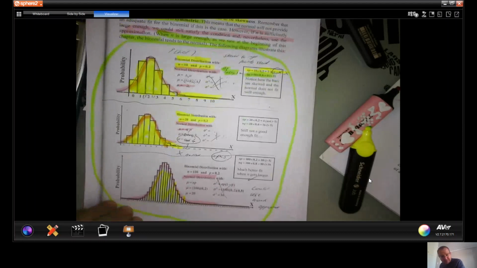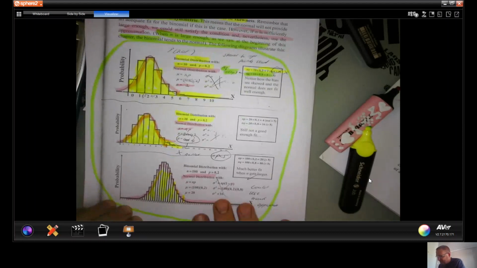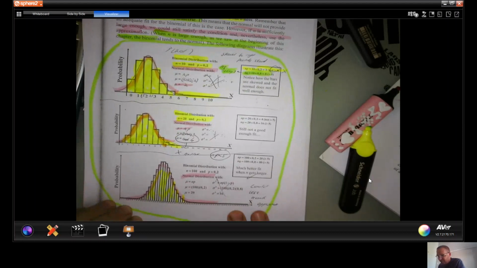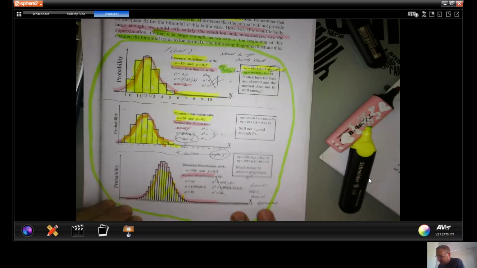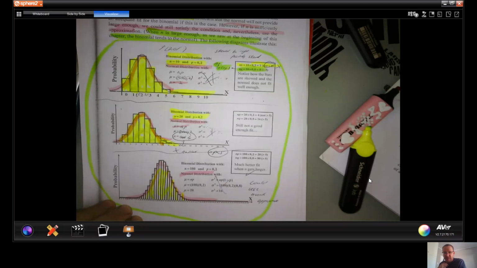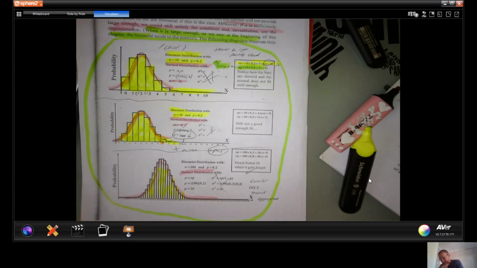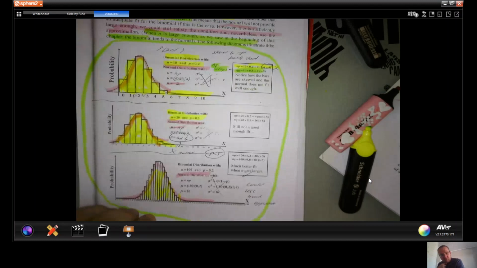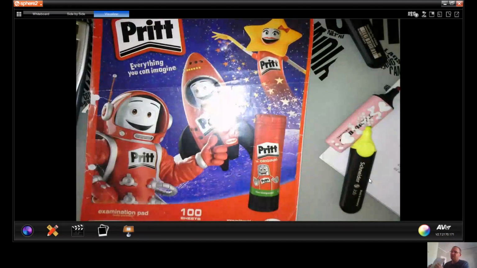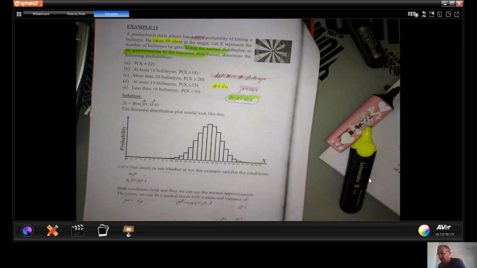Right. Okay, so we're always going to have to check: is np bigger than 5? Before I do anything else, is np bigger than 5? Is n times 1 minus p also bigger than 5? If both conditions hold, then it's acceptable to use a normal approximation to work out a binomial. And you're only going to do that when they ask you to use a normal approximation to calculate a binomial distribution.